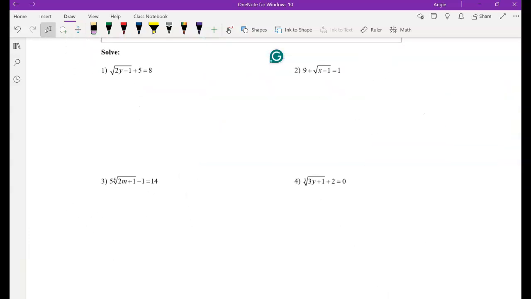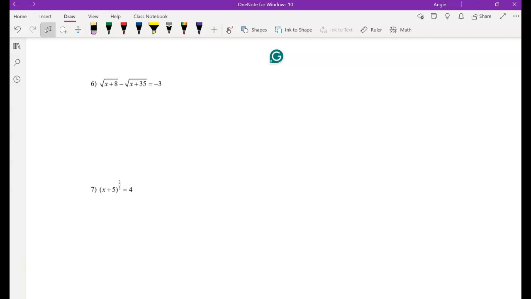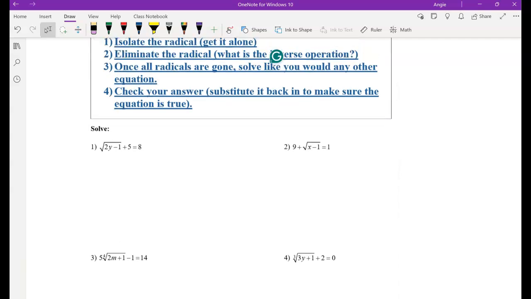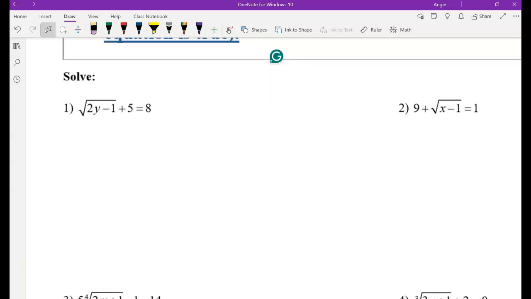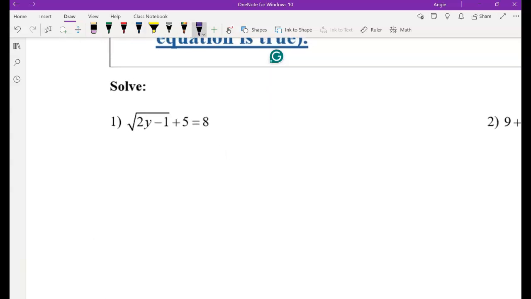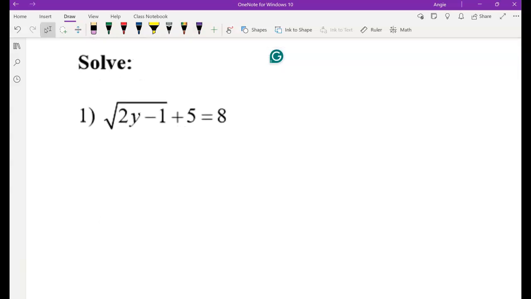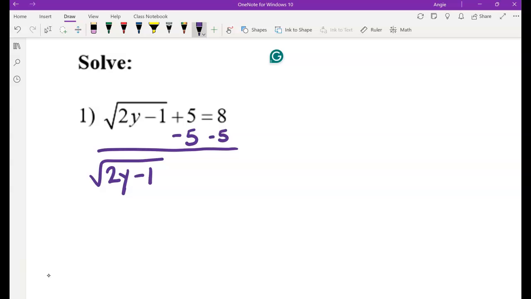So examples, we have, let's see, 1, 2, 3, 4, 5, 6, 7. So we have 7 examples altogether. And it says solve all of them. So step 1 says isolate your radical, guys. So what you want to do is we have a square root, 2y minus 1, and then plus 5 is on the outside equals 8. So first step, move 5 to both sides by subtracting. Then we have the square root of 2y minus 1. Make sure if it's under the radical, we want to double check to see if the radical symbol is long enough. 8 minus 5, y'all, is 3.